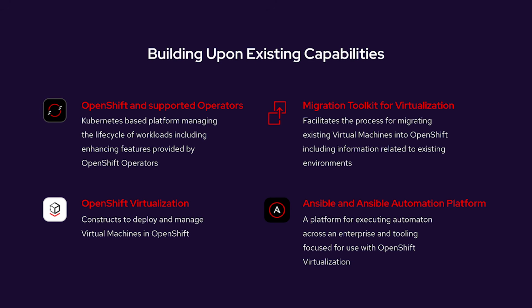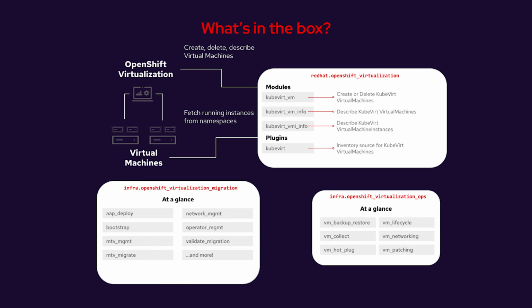And then one of the key operators that we are going to work with is the Migration Toolkit for Virtualization, which enables us to perform the migration from the existing environment to Red Hat OpenShift Virtualization. And of course, the OpenShift Virtualization Operator, which enables us to deploy and manage virtual machines in OpenShift. And lastly, Ansible and Ansible Automation Platform to execute automation across the enterprise with a focus on OpenShift Virtualization in this use case.